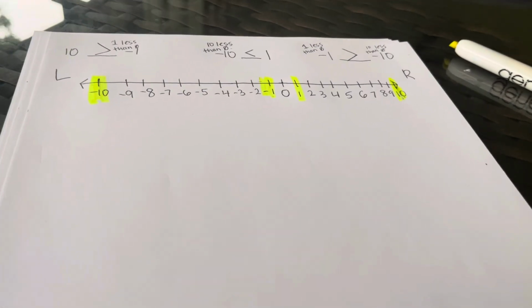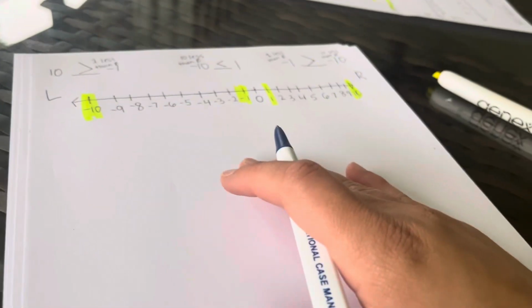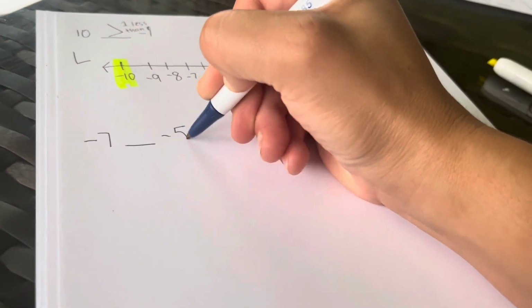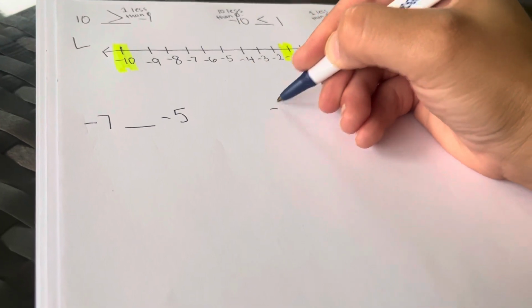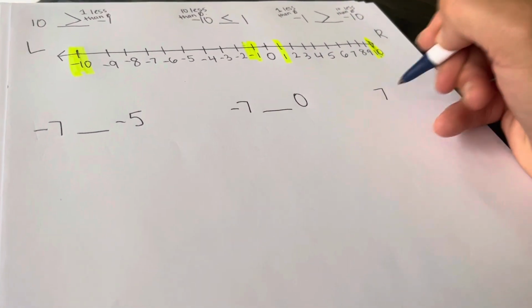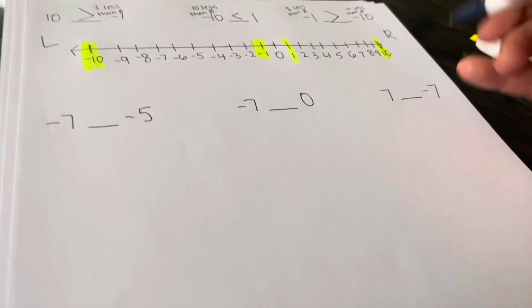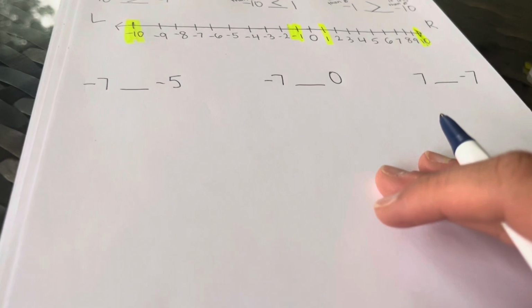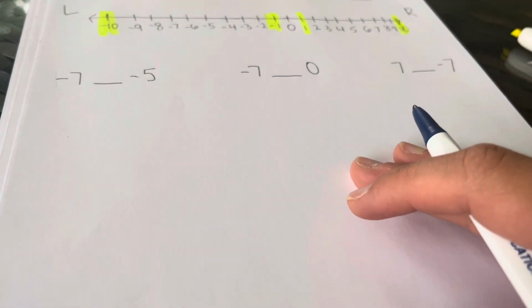Okay, I have 2 more that I'd like to try. These ones, I'm actually going to do the next one. Let's do comparing negative 7 and negative 5. Let's try negative 7 and 0, and then positive 7 compared to negative 7. I'm going to try to make a number line that goes from negative 7 to positive 7, because those would incorporate the numbers that I need.